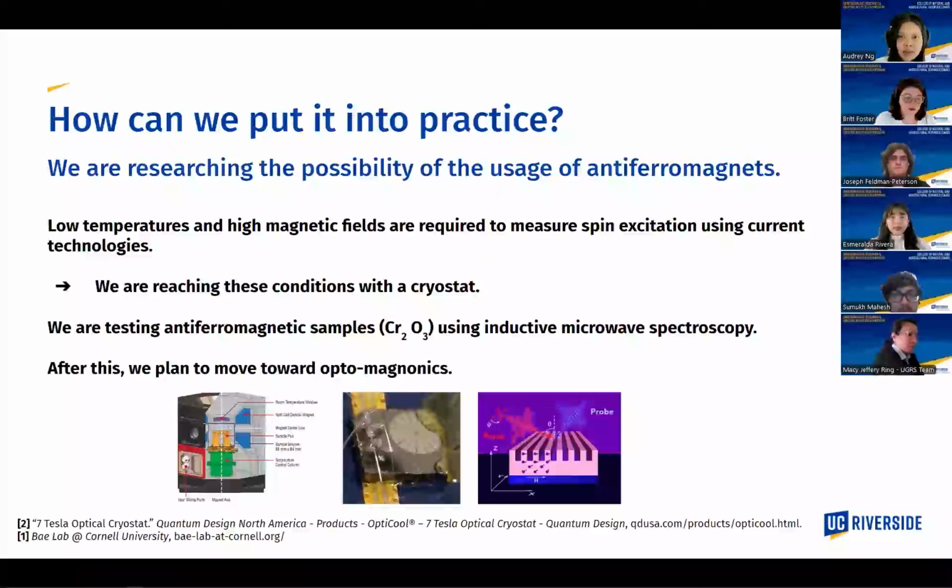So using inductive microwave spectroscopy, we are testing antiferromagnetic samples. One of these samples that we have in the lab is shown in the middle, which is chromium oxide, which we would put in the sample pod and then into the cryostat. From this, we plan to move towards optomagnonics, since measuring spins at high frequencies requires optical elements, like lasers and things like that. On the right, it shows the basic process of how it should work. By using spin pumping, we generate a spin current, which we can then measure with the probe.